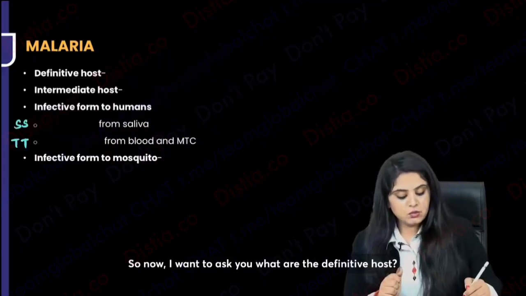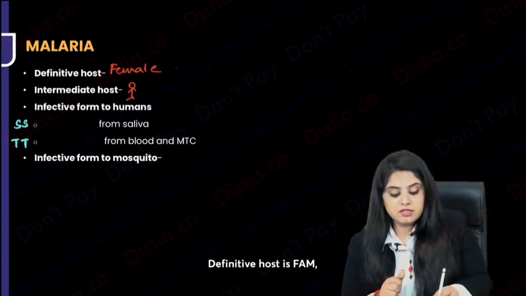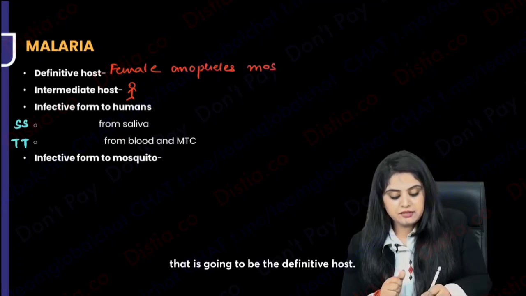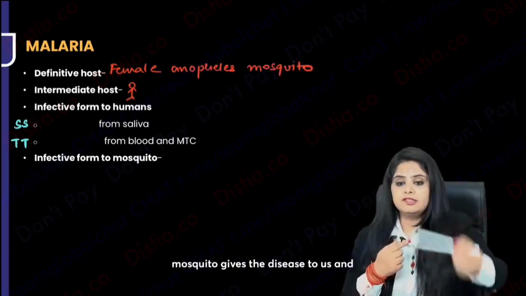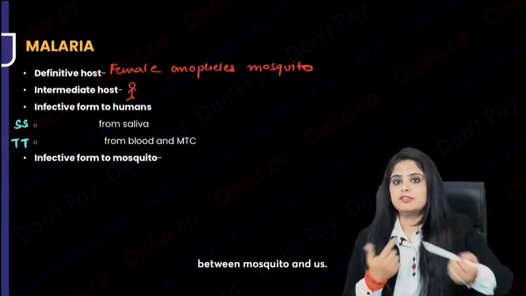So now I want to ask you, what is the definitive host? We all know over here we are the intermediate hosts. We are not the definitive host. Definitive host is FAM, female Anopheles mosquito. That is going to be the definitive host. So first you will ask me, mosquito gives the disease to us and mosquito takes also something from us. Give and take hota hai between mosquito and us.